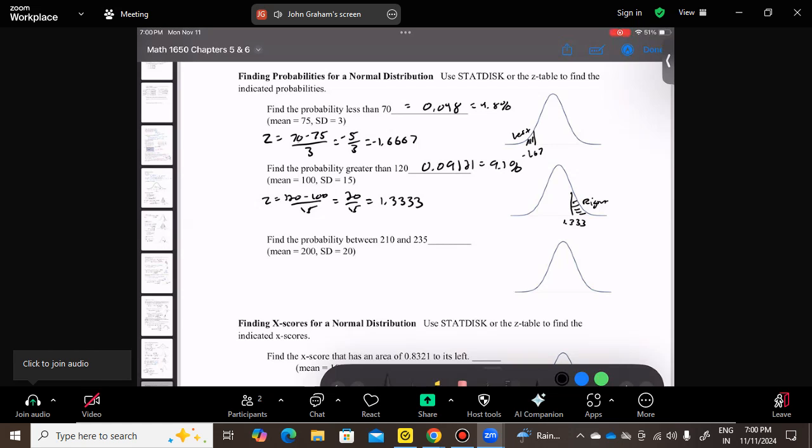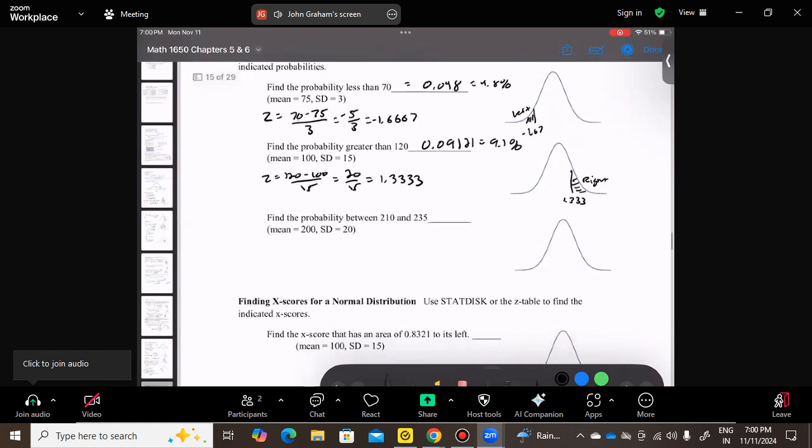And then the third one here, between 210 and 235. It's a mean of 200 and standard deviation of 20. So we have to find two z-scores here. 235 minus 200 over 20, and 210 minus 200 over 20. So the bottom one gives us 10 over 20, which is 0.5. The top one gives us 35 over 20, which is 7 over 4, so it's 1.75.